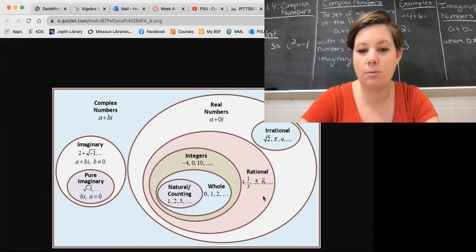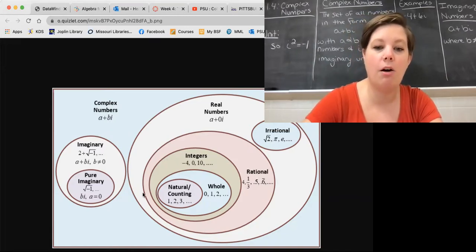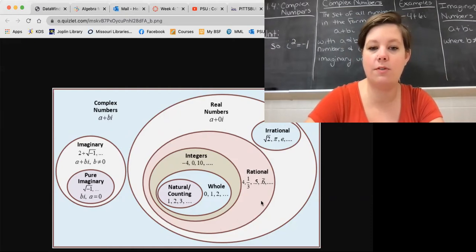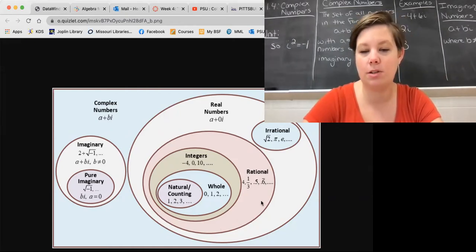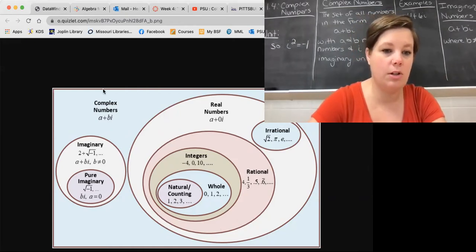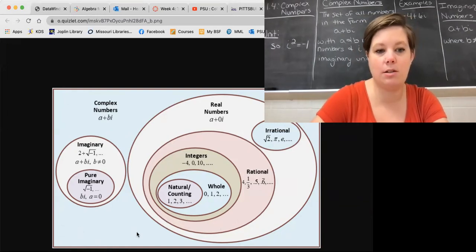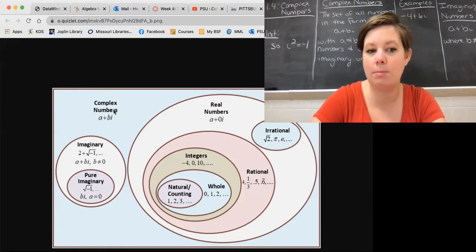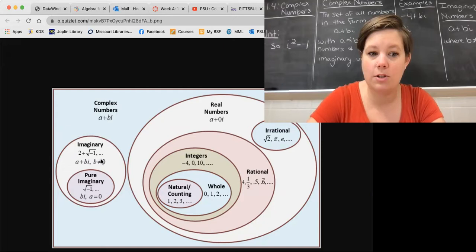Then we get into rational numbers, which can be written as a fraction or a repeating decimal or a terminating decimal. Then we have the irrationals, and those are the weird ones like e and pi and the square root of 2. And all of those are classified under these real numbers. Now, if you look, there's this big blue box around the real numbers that says the complex numbers. And then there's this little circle out here to the side that says imaginary and pure imaginary numbers. So that's what we're going to delve into today.